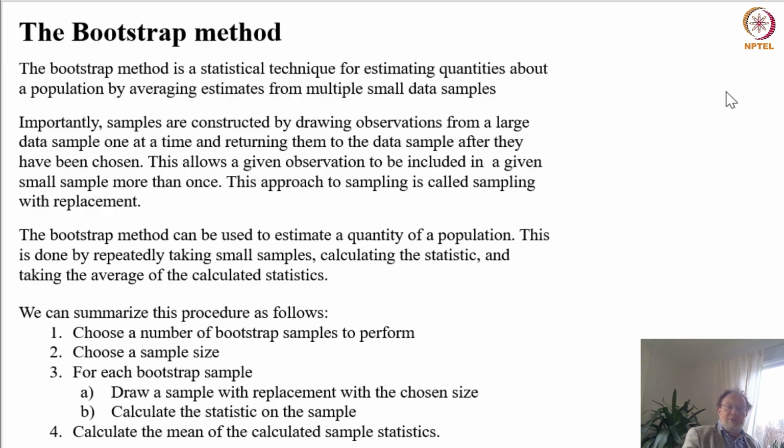So the Bootstrap method can be used to estimate a quantity of the population. You repeatedly take small samples and calculate whatever statistics you want. In our case, from the last slide, you try to calculate a prognosis for a good k, then take the average of the calculated statistics. So to summarize, in the Bootstrap method, you choose a number of such samples, you choose the size of the sample, you draw a sample with replacement, you calculate the statistics, and then you take the calculated mean of the statistics. This is a general method, so you have to define, of course, a precise measure for calculating the statistics you're interested in. But it's a general scheme for making pre-studies, so to say, of a data set in order to get a good prognosis for the setting of a hyperparameter.